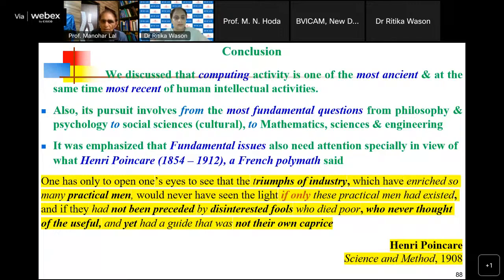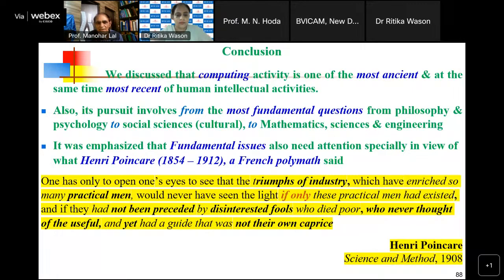One has only to open one's eyes to see that triumphs of industry, which have enriched so many practical men like Zuckerberg and Peter and Bill Gates, would never have seen the light if only these practical men had existed. And if they had not been preceded by some disinterested fools like Tim Berners-Lee, who died poor, who never thought of the useful, and yet had a guide that was not their own caprice. This was written by Henri Poincaré in 1908.